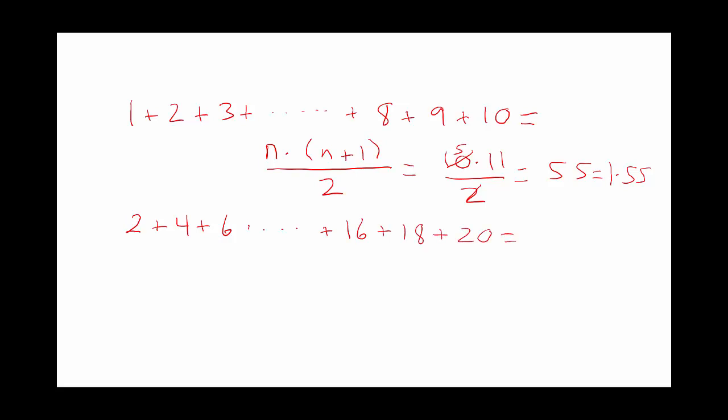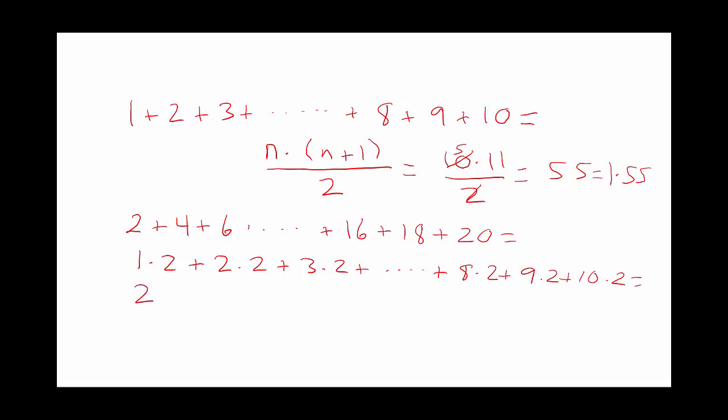So I want to write that. The common factor of 2. Let's write that so we can see that. Let's write that as 1 times 2 plus 2 times 2 plus 3 times 2 plus 4 times 2 all the way to 8 times 2 plus 9 times 2 plus 10 times 2. And now we can clearly see we've got a common factor of 2.